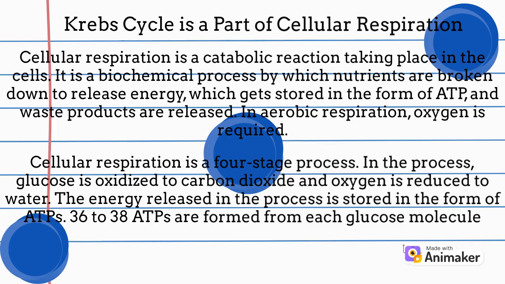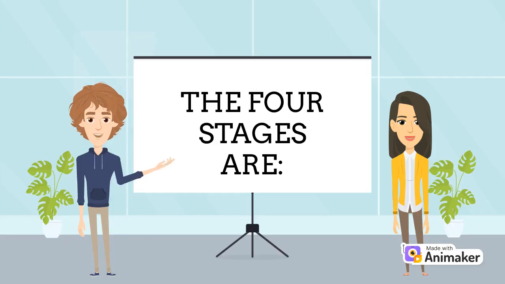In aerobic respiration, oxygen is required. Cellular respiration is a 4-stage process. In the process, glucose is oxidized to carbon dioxide and oxygen is reduced to water. The energy released in the process is stored in the form of ATPs. 36 to 38 ATPs are formed from each glucose molecule.